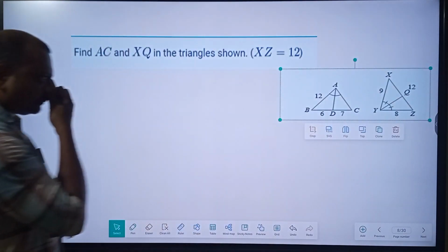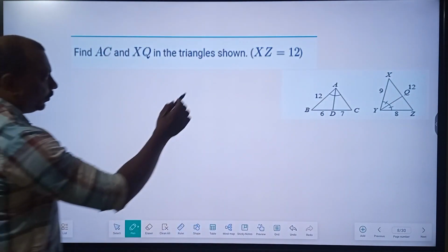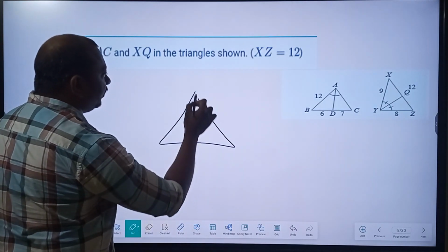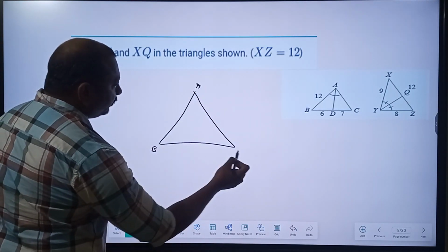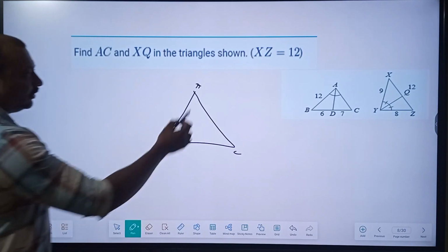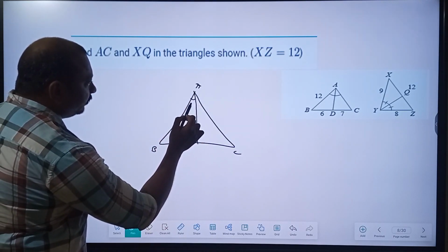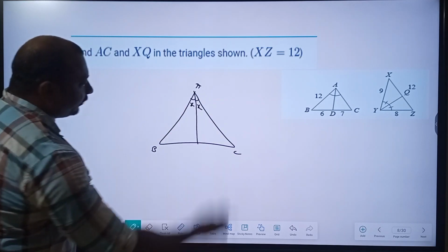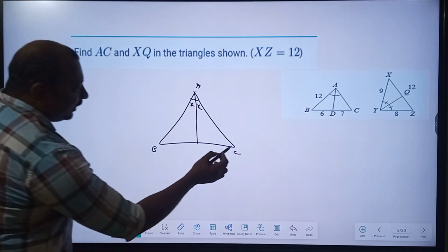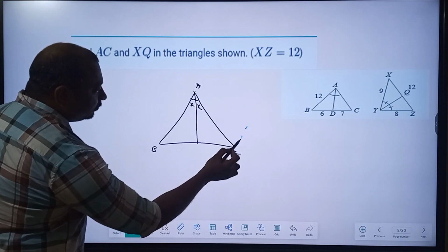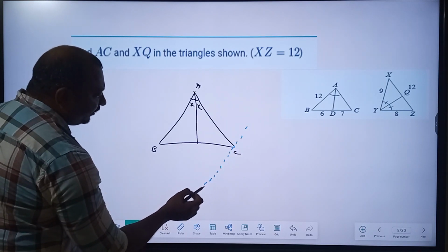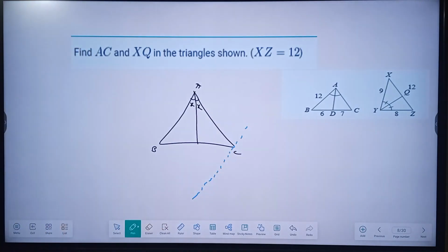See, we have an angle bisector for some triangle ABC. I'm treating this as the angle bisector. Simply, I'm drawing a line which is parallel to the triangle, meaning it is a figure between two parallel lines.